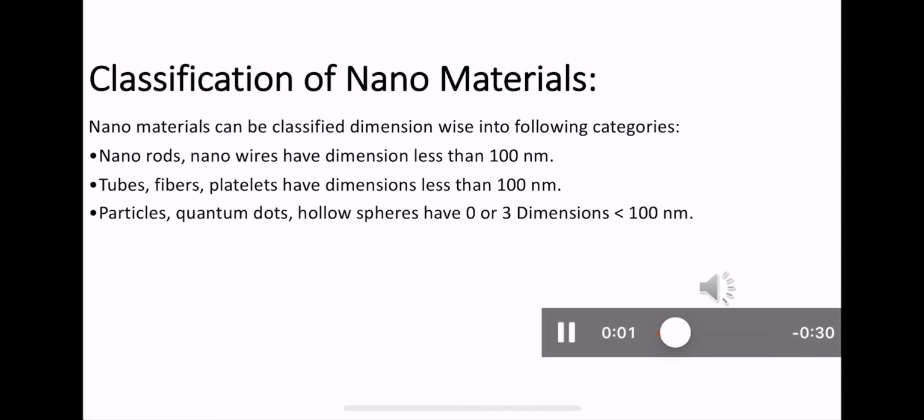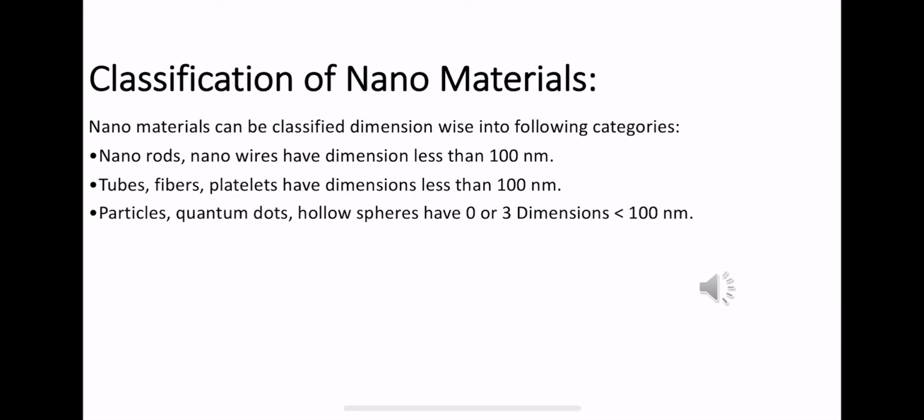Classification of nanomaterials. Nanomaterials can be classified dimension-wise into the following categories: nanorods, nanowires, which have dimension less than 100 nanometers; tubes, fibers, platelets have dimension less than 100 nanometers; particles, quantum dots, hollow spheres, which have 0 or 3 dimensions, less than 100 nanometers.